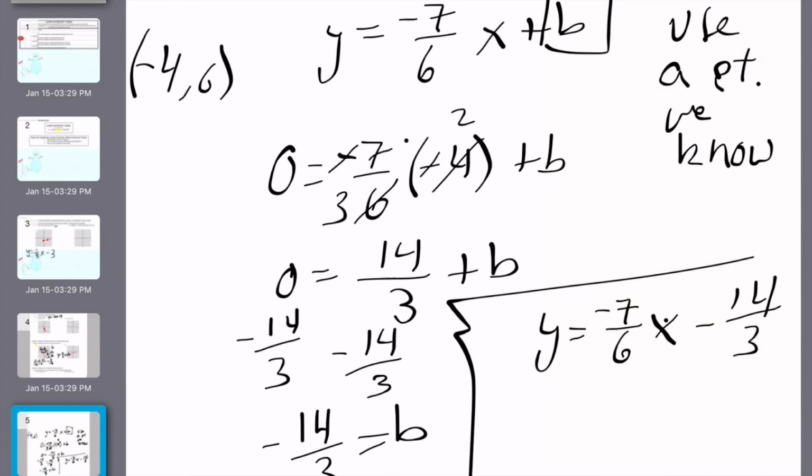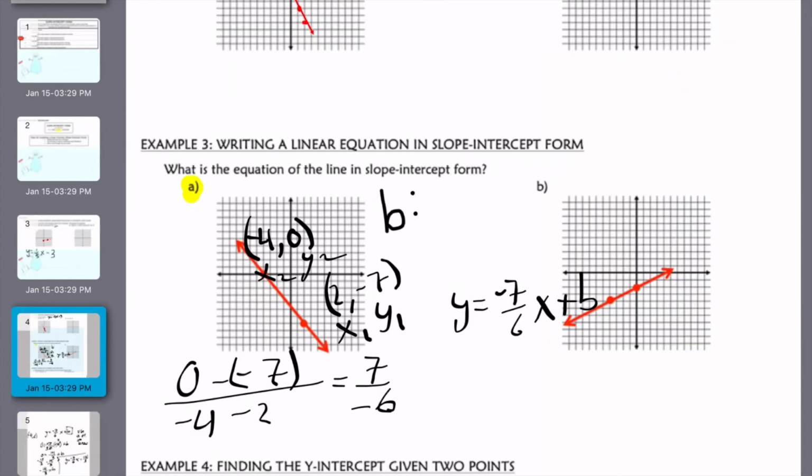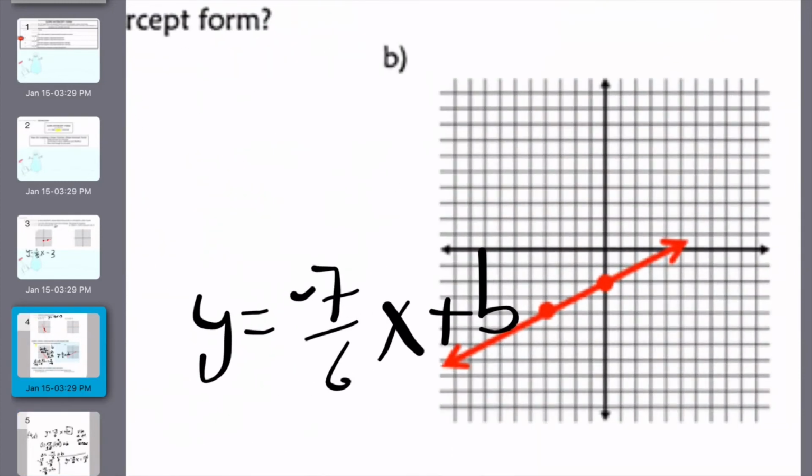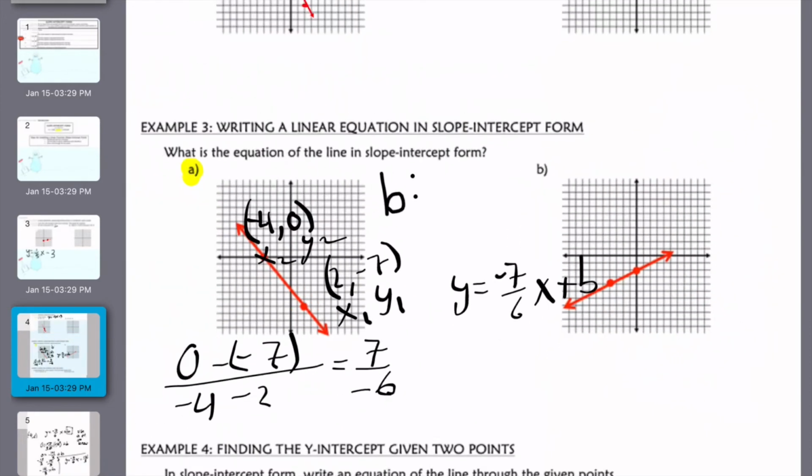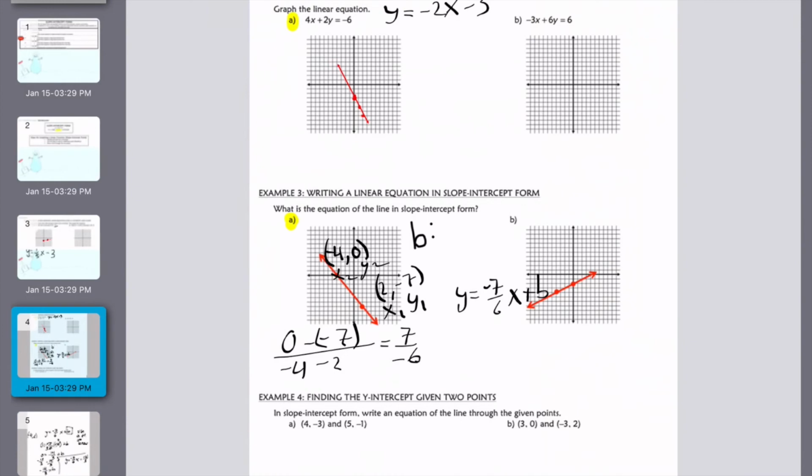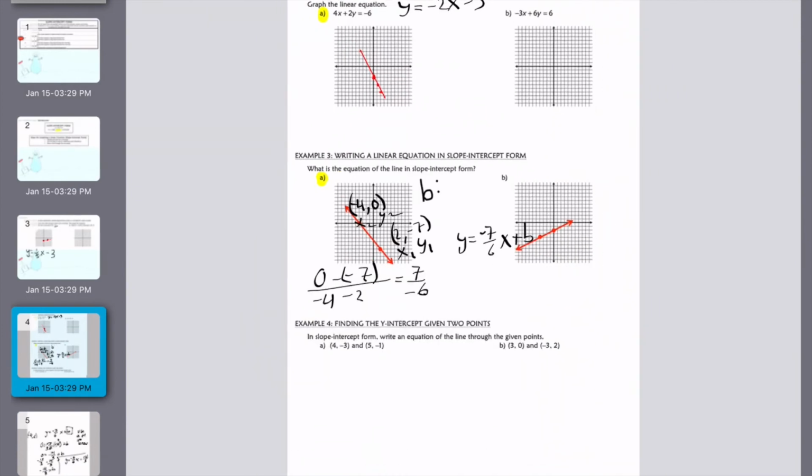Okay, so again, what I need to do is find the slope and then use one of those points in order to help me figure out what my y-intercept is. Although, of course, in this second example, if we were to zoom in, you could see that it's pretty easy to tell what your y-intercept is, so that just depends on the situation. So let's try one last one. Just one more bit of practice.